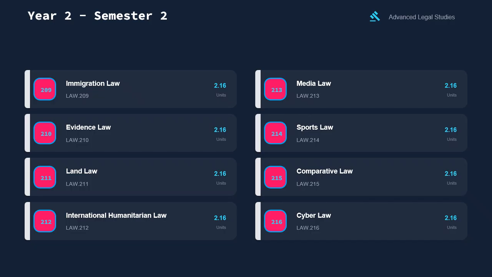Real-life example, a final project might involve advising a military commander on targeting decisions under IHL. This mirrors operational law practice. Practical application, students should practice applying principles to complex scenarios.